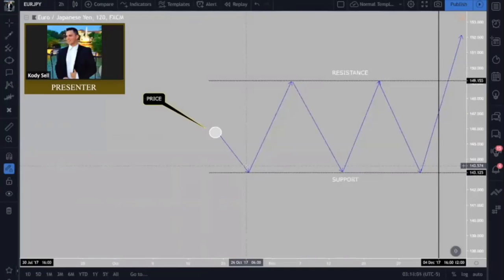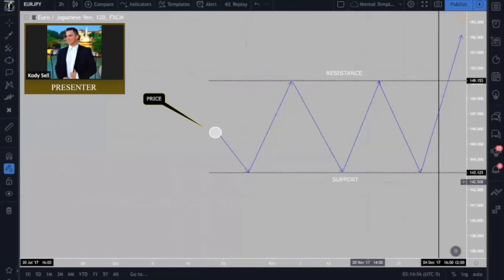Now, there are a lot of different kinds and categories of support and resistance. In this series specifically, we're taking a look at horizontal support and resistance. But what we're going to see at a later time is that there are many different types. So just to clarify, in this video, we're looking at horizontal support and resistance.